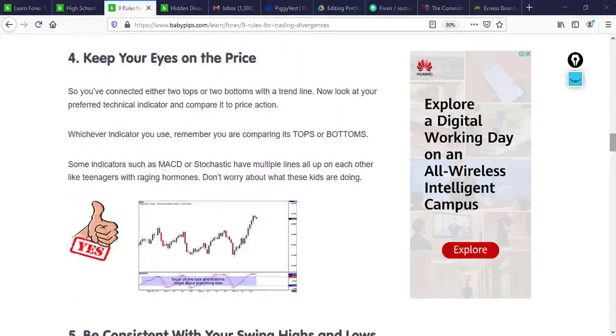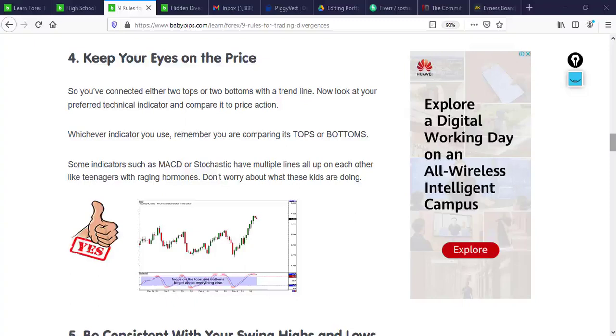Rule number 4 is keep your eyes on the price. Okay, do not take a look at the indicator yet. Just look at the price. Once you have connected either the tops or the bottoms, look at your preferred technical indicator. Okay, and remember, you are comparing its tops or bottoms.